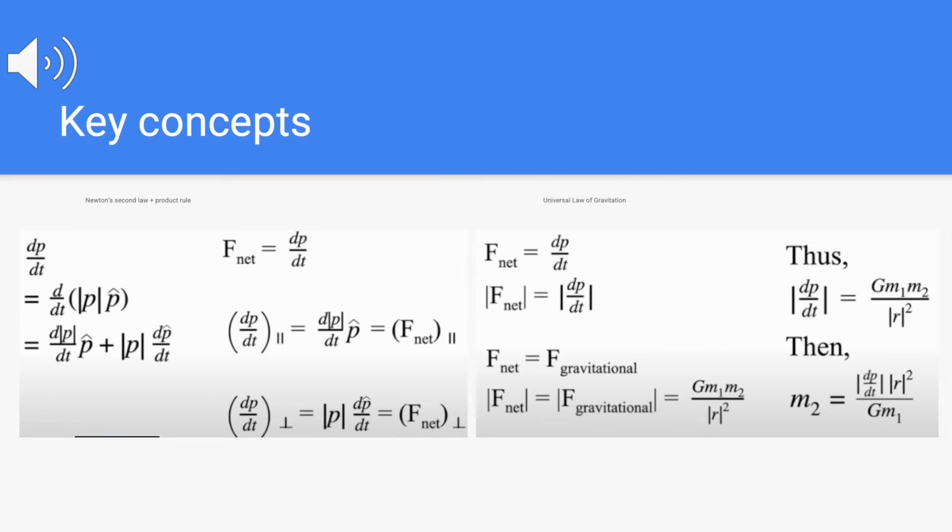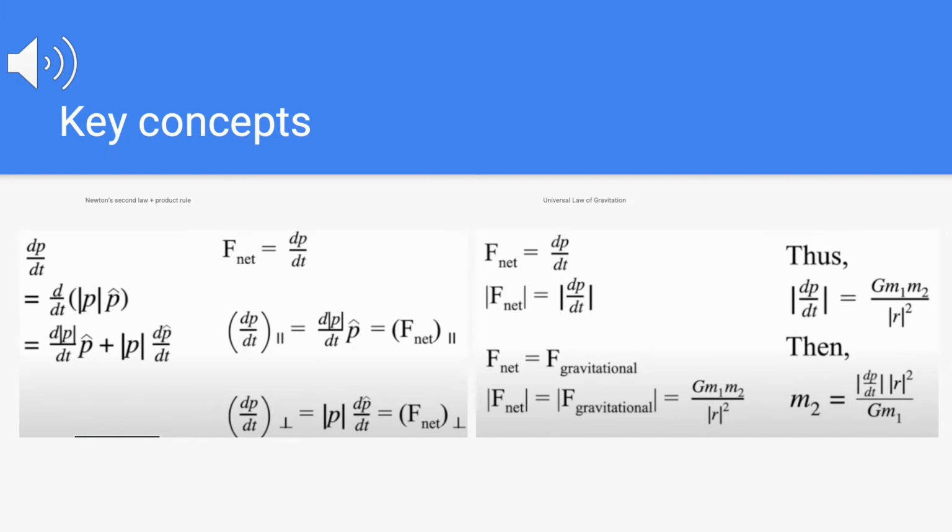According to Newton's second law, the net force acting on an object is equal to the rate of change of momentum. Hence, F net is equal to dp/dt. By the equation on the left, it is apparent that these two terms are basically just the perpendicular and the parallel components of dp/dt. Hence, we can use this to calculate the parallel component of F net and the perpendicular component of F net as shown on the right.